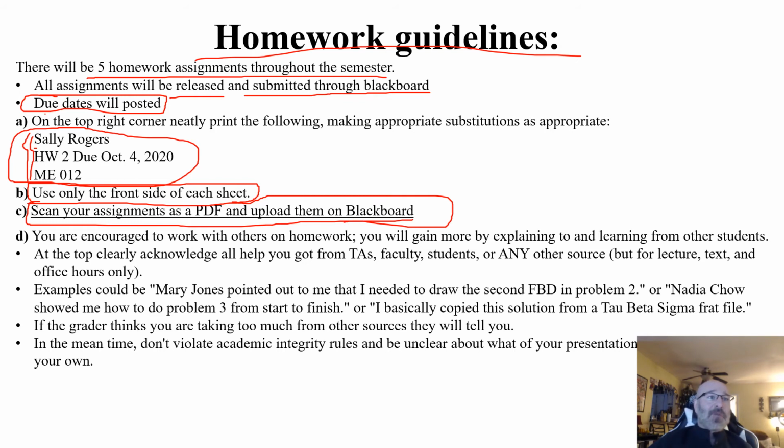Now we'll jump into part D here. One thing I do encourage you to do is to work together on these homework assignments.